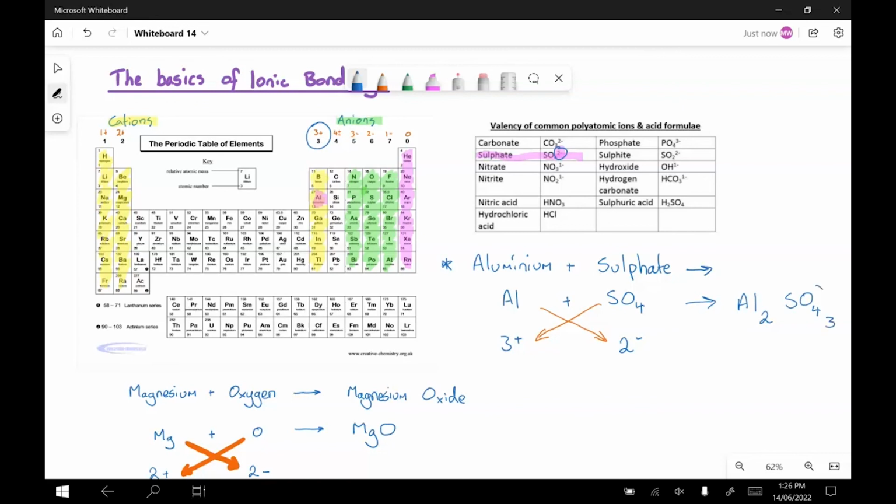Now to keep it all together, we need to put brackets around this, okay? Because that means that what you've got is 2 aluminiums, 3 sulfurs, and 12 oxygens. So the little 3 down here multiplies the elements that are up in the brackets. And then again, if you're not sure about the names of these, you should use the valency table to help you, okay? So this one is aluminium sulfate.